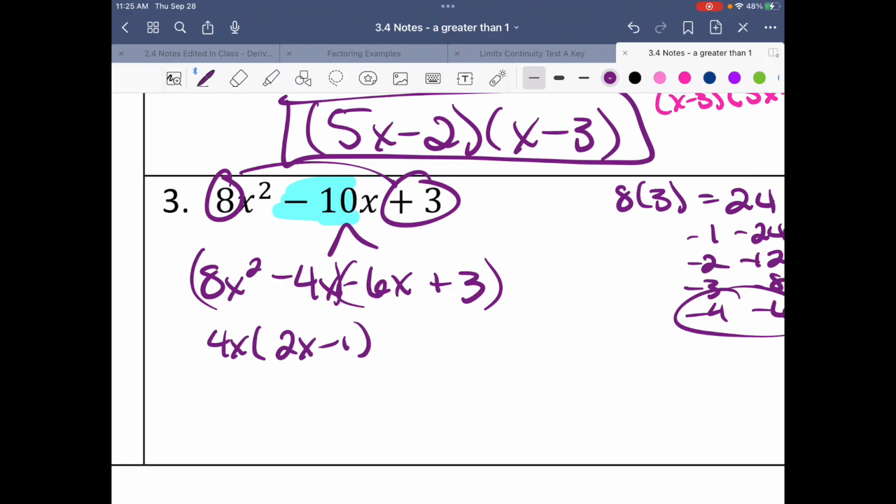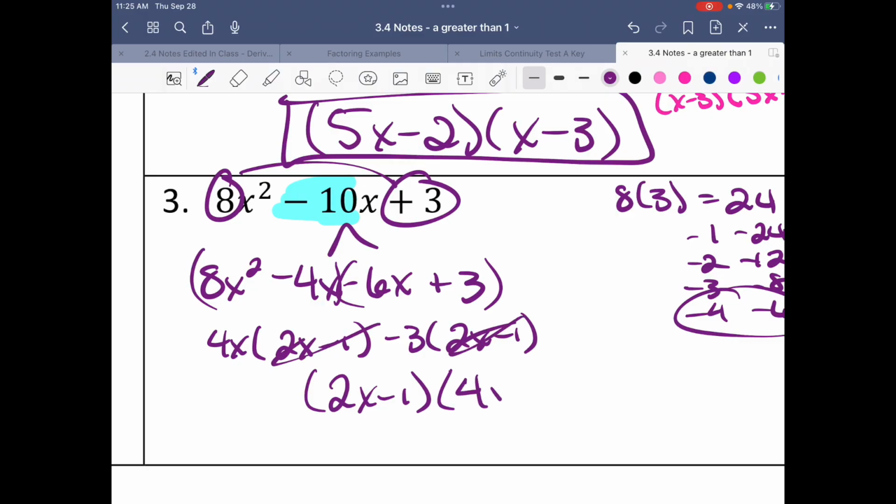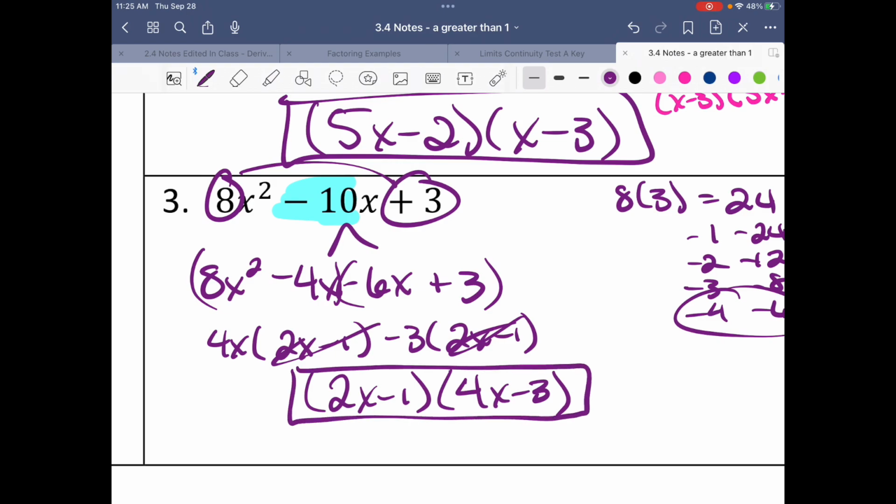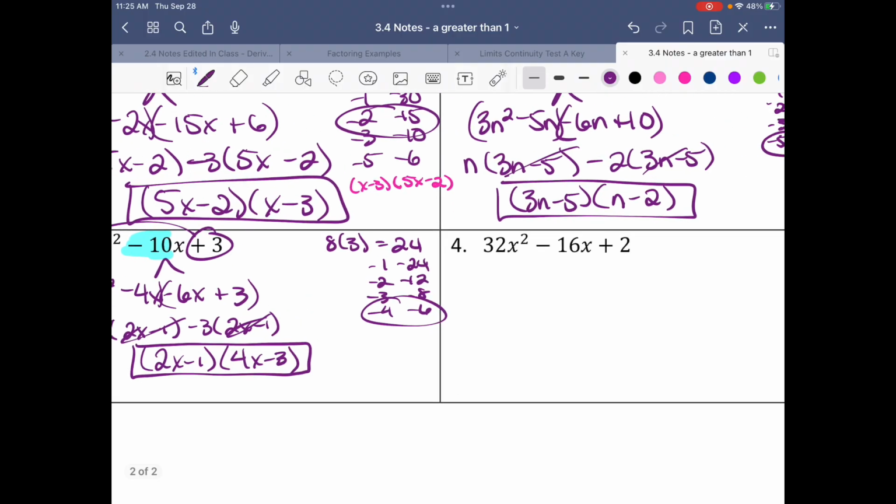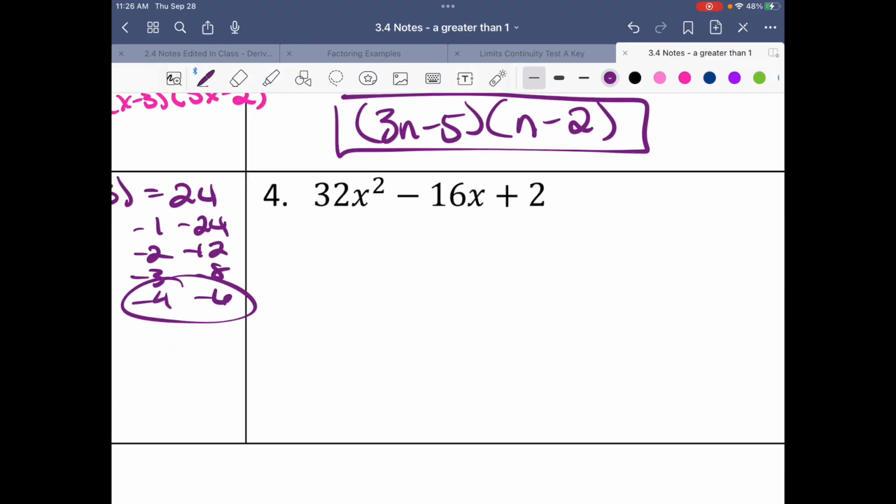Group the first two and the last two. GCF. GCF. 2x minus 1. 4x minus 3. All right, and our last one. This one does have a GCF. These are all even, so I know I can factor out a 2.